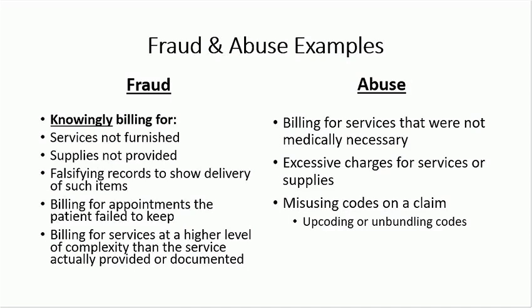This slide lists some examples for fraud and abuse. Fraud is knowingly billing for services not furnished, supplies not provided, falsifying records to show delivery of such items, billing for appointments that the patient failed to keep, or billing for services at a higher level of complexity than the service that was actually provided or documented. Abuse would be billing for services that were not medically necessary, excessive charges for services or supplies, or misusing codes on a claim, such as upcoding or unbundling codes.